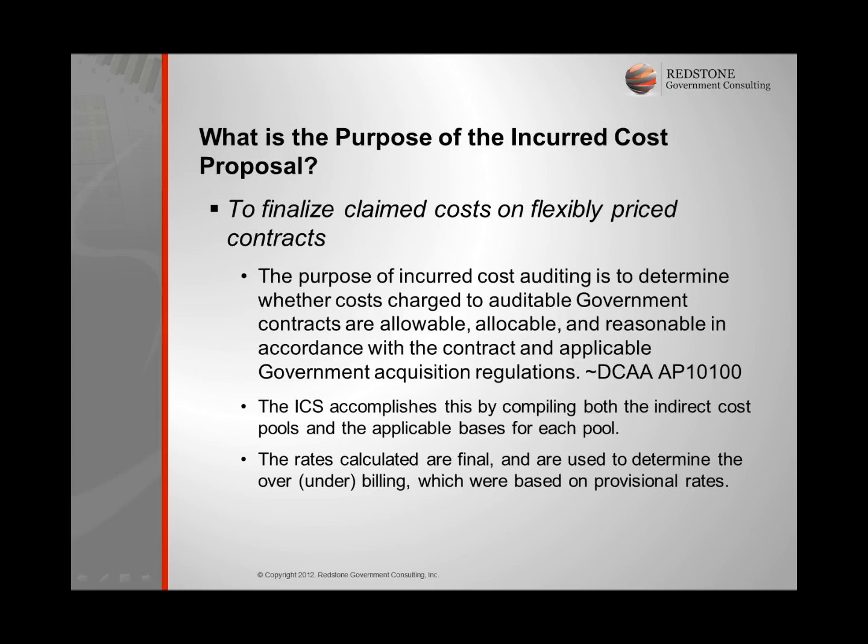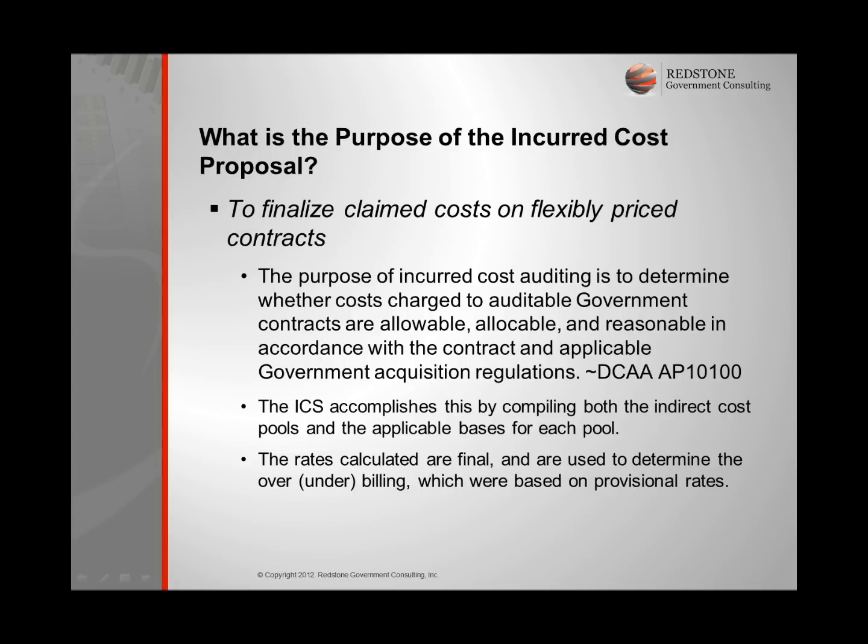So what is the purpose of the incurred cost submission? Well, it's pretty simple. It's to finalize claimed costs on flexibly priced contracts. Both T&M and cost reimbursable fit into that definition. In DCAA speak, from the Incurred Cost Audit Program, the purpose is to determine whether costs charged to auditable government contracts are allowable, allocable, and reasonable in accordance with applicable government regulation.